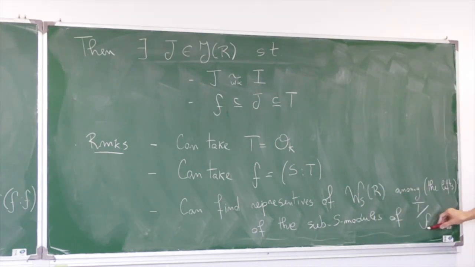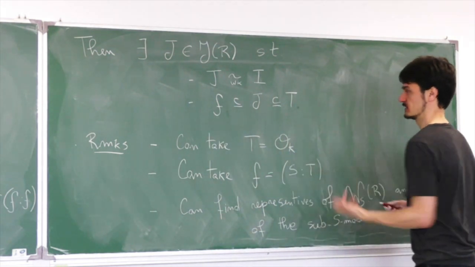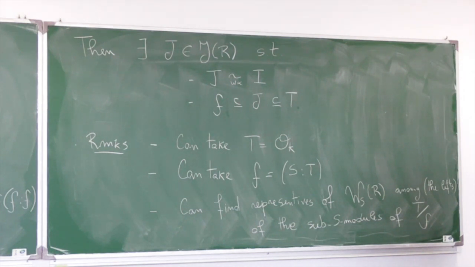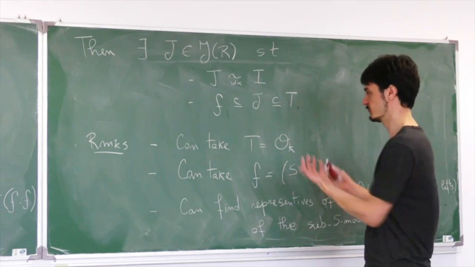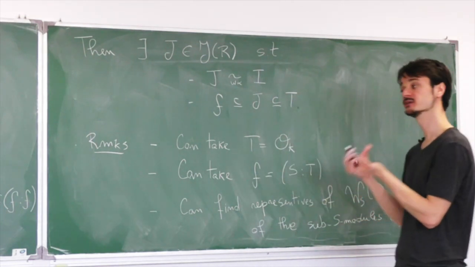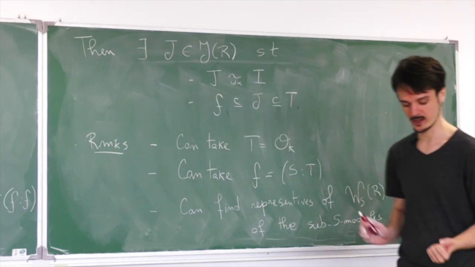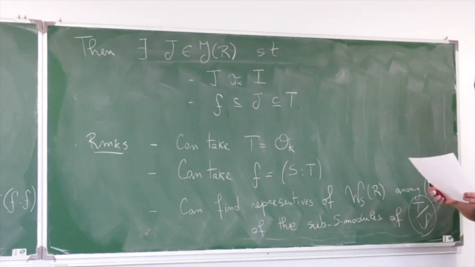So the submodules of this finite quotient are in one-to-one correspondence, they are in bijection with the S modules that contain F and are contained in T. This is the definition of a quotient, basically. So for computational purposes, we want to keep this order as small as possible. So taking T to be the maximal order is a bad choice in general. So if we can find a T that is smaller than the maximal order, it's much better. This quotient will be kept a lot smaller. So this is what one wants to do. Keep this guy small. Okay?